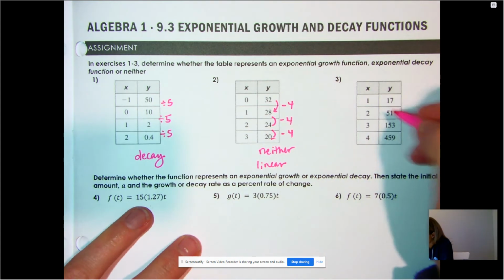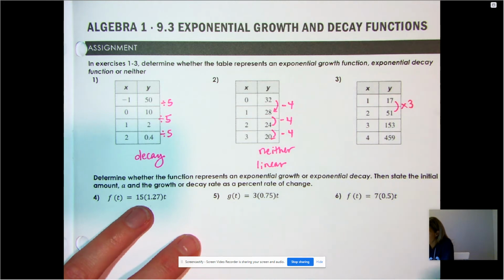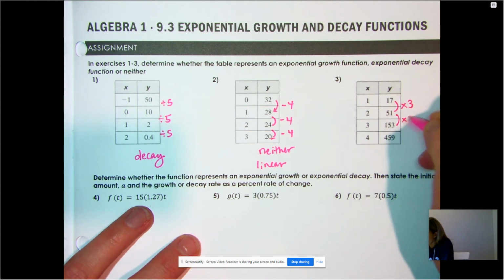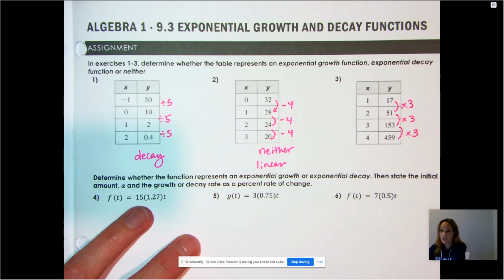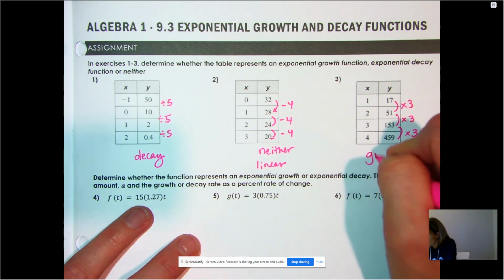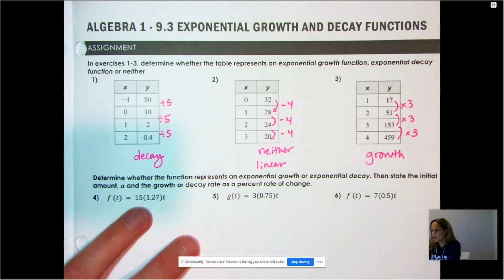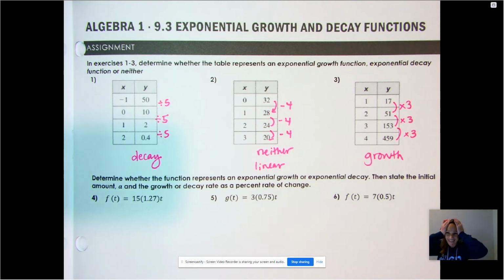If we look at this one, and I divide 51 by 17, that would give me 3. This one would give me times by 3. This one would give me times by 3. So this does have a common ratio. This would be growth, exponential growth. Oh, I did number 2. Man, you guys, sorry. You got an extra free one in there.